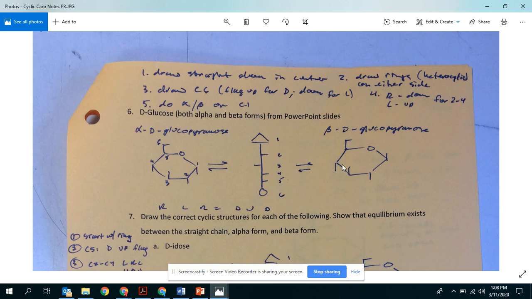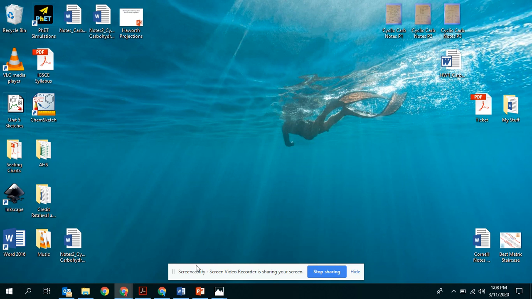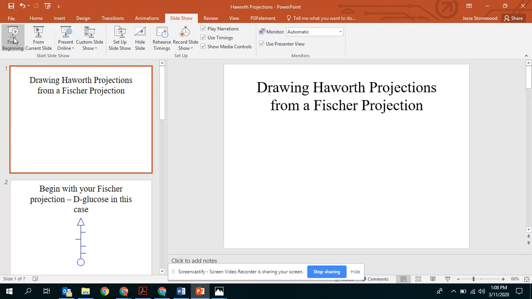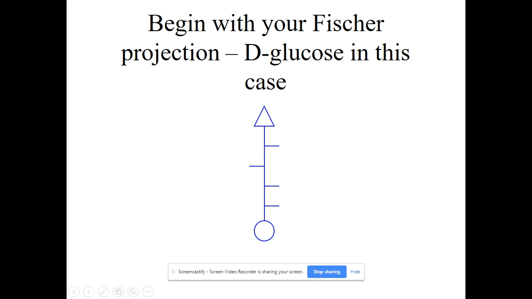And then depending on whether you are in a D or an L configuration based on the Fischer projection, D will be flag up, so there's that flag up, and L will be flag down. Let's take a look at a PowerPoint that walks you through how to do that. Boom. Drawing Haworth projection.